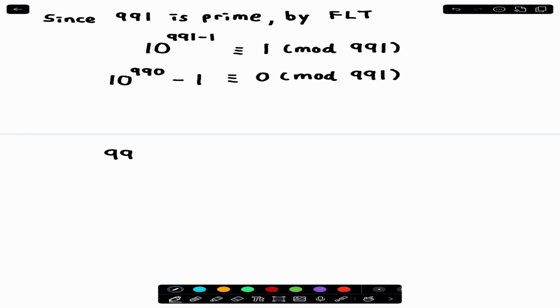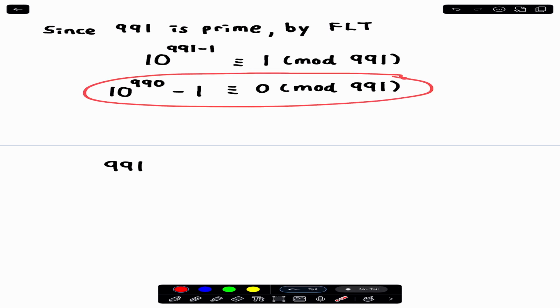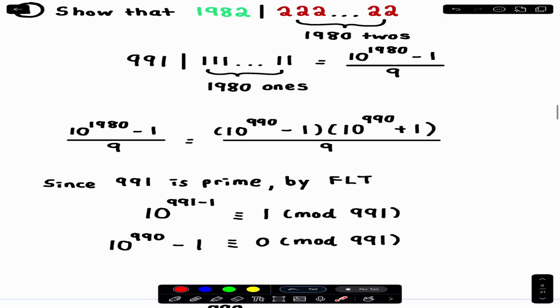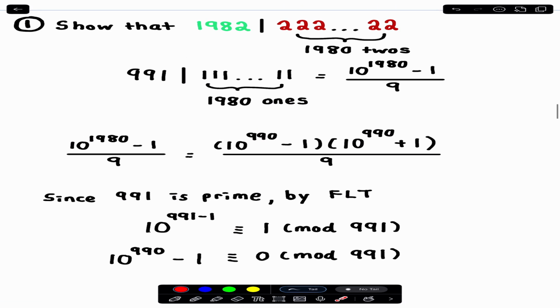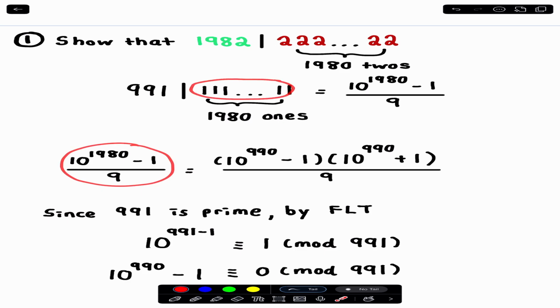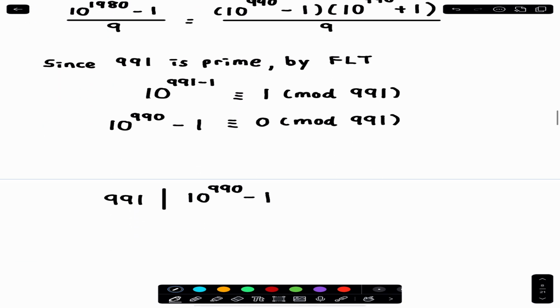So we can spell that out. You know, this is equivalent to saying that 991 divides itself into 10 to the power of 990 minus 1. And since that is this factor, basically we've shown 991 goes into this, which is the same as this. Okay, and that's all there is to it. We are done the first problem.